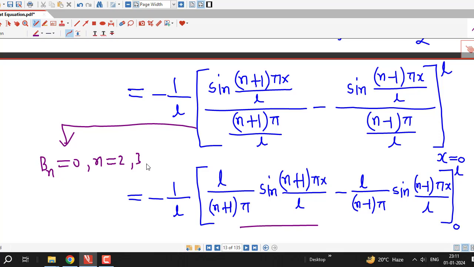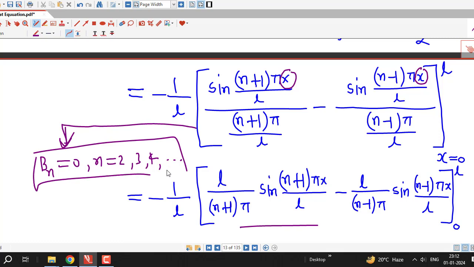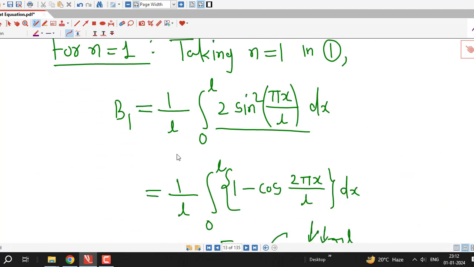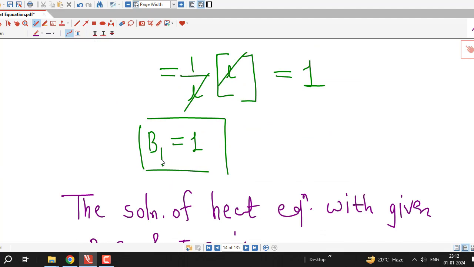From this step only we can directly write down that Bn is 0, n takes the values starting from 2, because if I take x equal to L here I will have sin (n plus 1) pi, that is 0. Same thing here, if I take x equal to L, I will have sin (n minus 1) pi, that is also 0. And for the lower limit, if I take x equal to 0, I will have sin 0 minus sin 0, that is 0. So from this step directly I can write that Bn equal to 0 for all n starting with 2, and I have to calculate for n equal to 1 separately, so that I obtain B1 equal to 1.